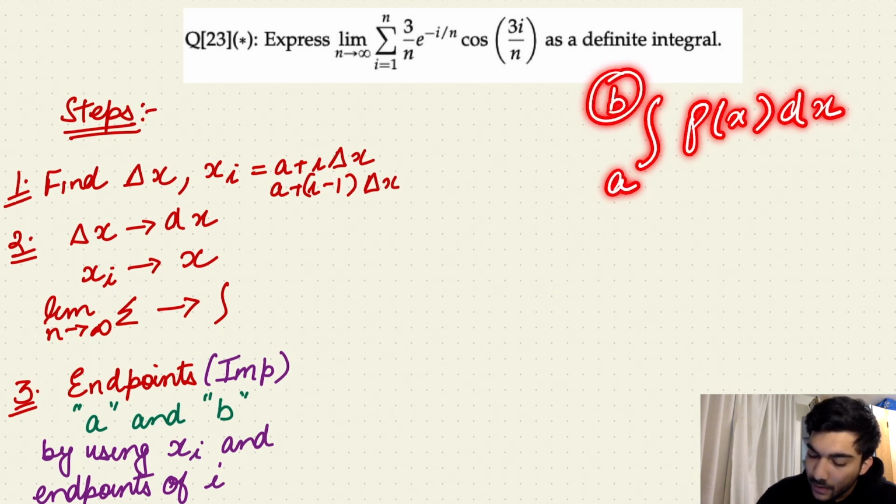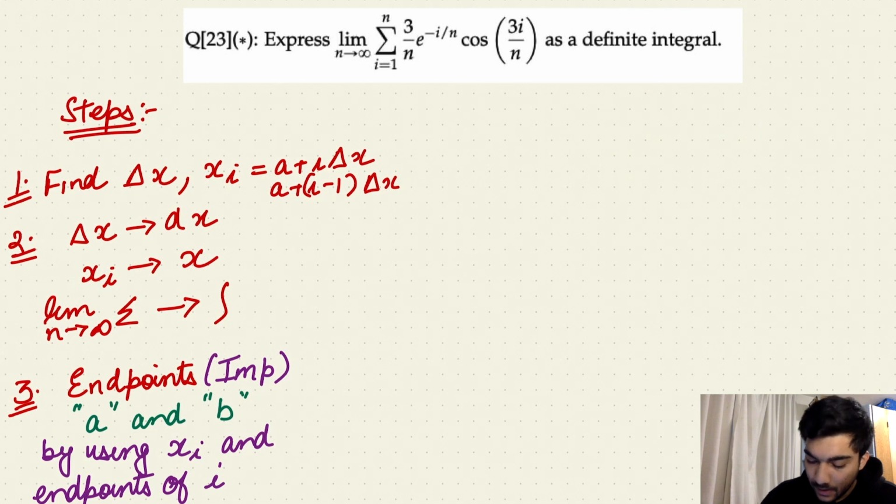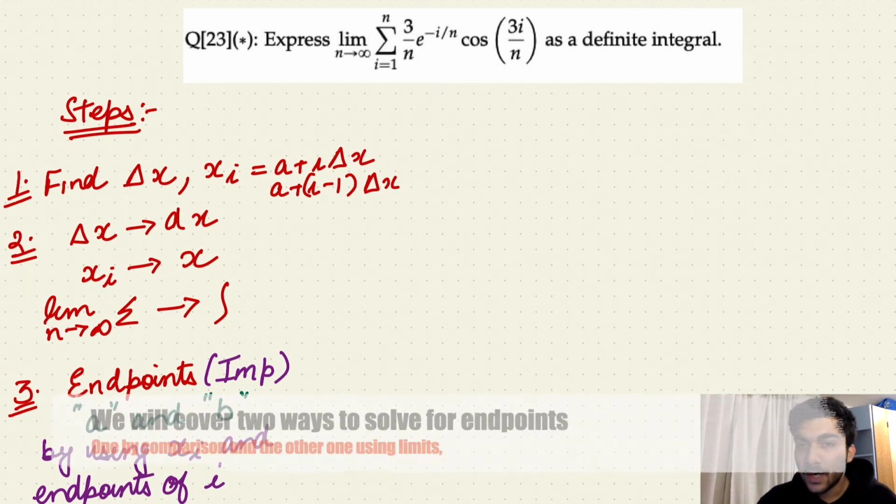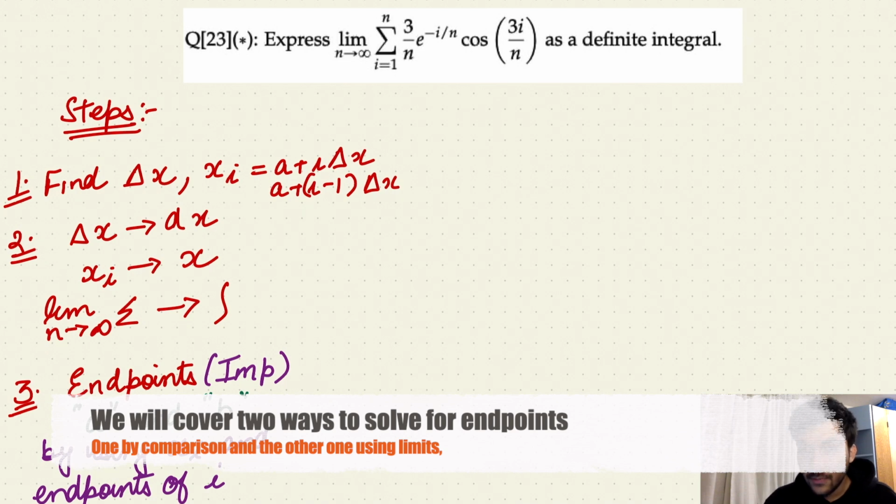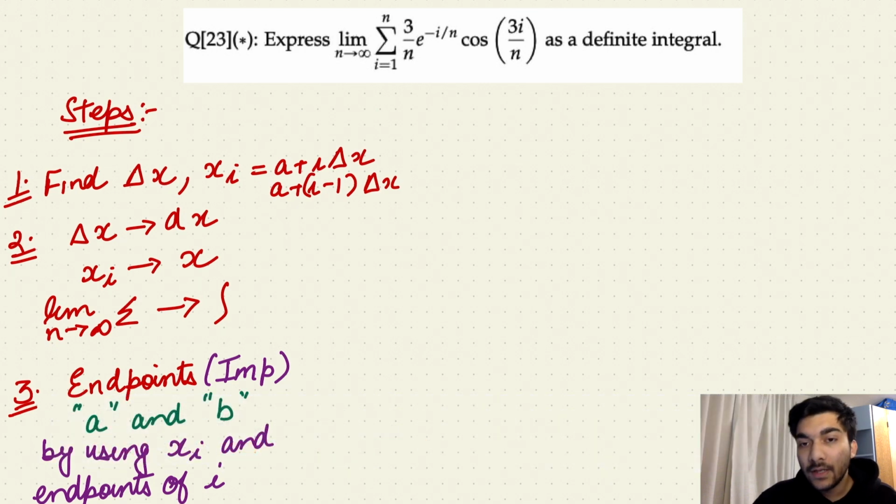The only thing left is the endpoints a and b. Now solving for the endpoints is the trickiest part in this question. In order to solve the endpoints, you basically have to use xi and use the starting value of i and the ending value of i in order to solve a and b. We'll go over this in detail because this is a slightly complex process, so I'll cover this process in detail in the later half of the video. So stay tuned for that as well.